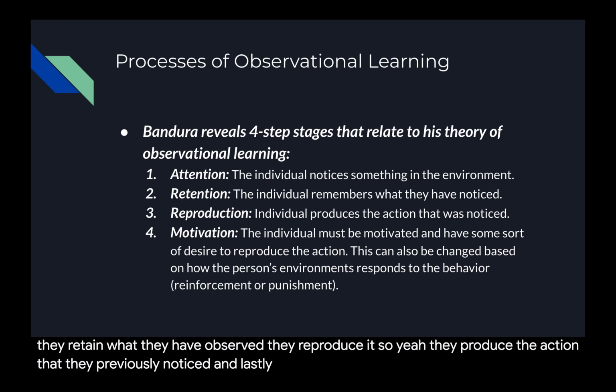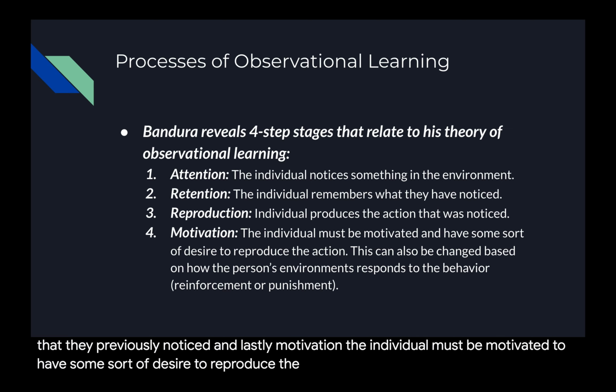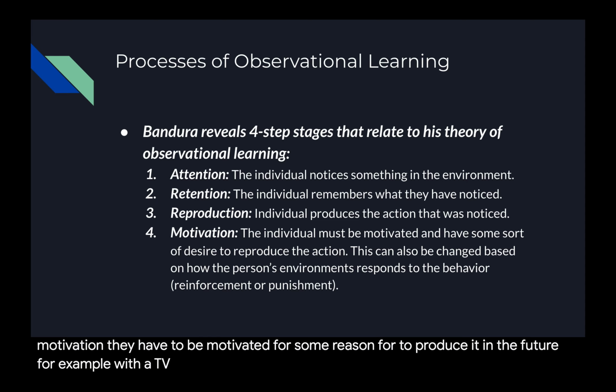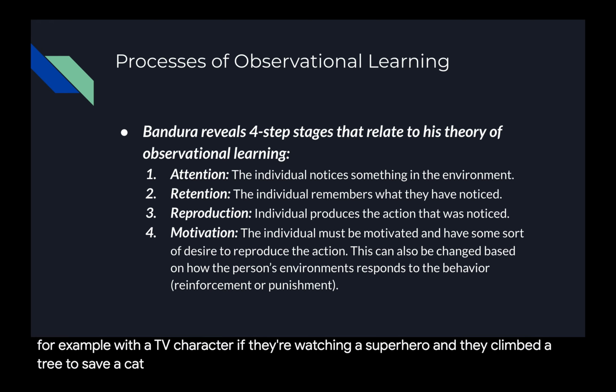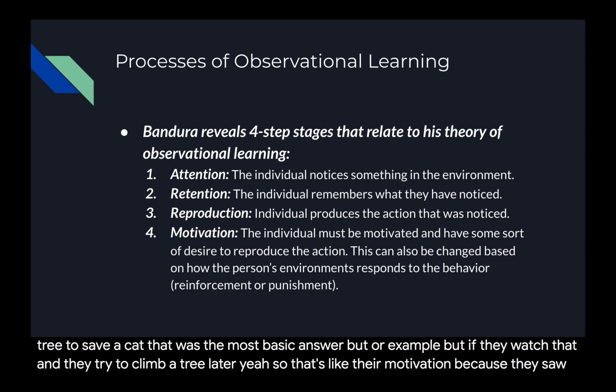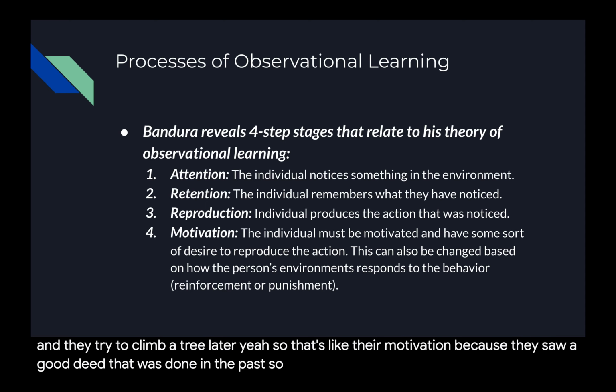And lastly, motivation. The individual must be motivated to have some sort of desire to reproduce the action. So that's the beginning portion of motivation. They have to be motivated for some reason to produce it in the future. For example, with a TV character, if they're watching a superhero and they climbed a tree to save a cat, that was the most basic example. But if they watch that and they try to climb a tree later, that's their motivation because they saw a good deed that was done in the past, so they're motivated to do that in the future.